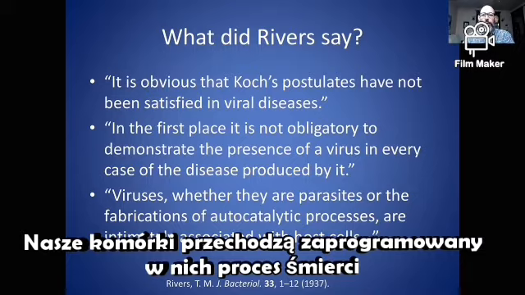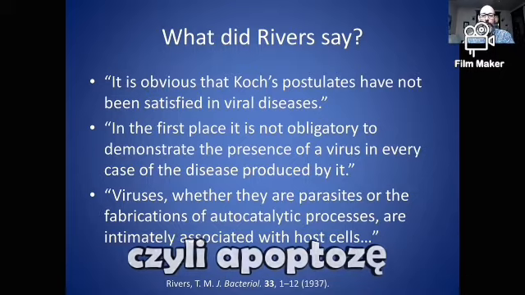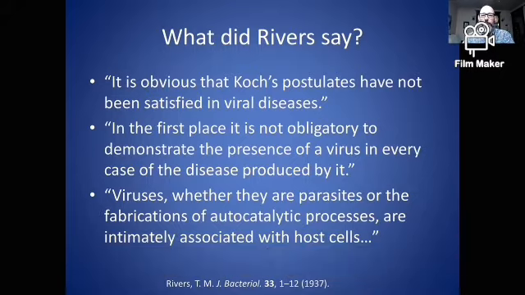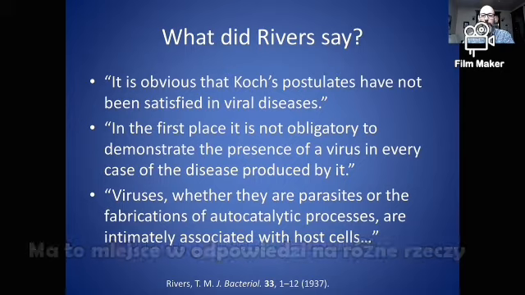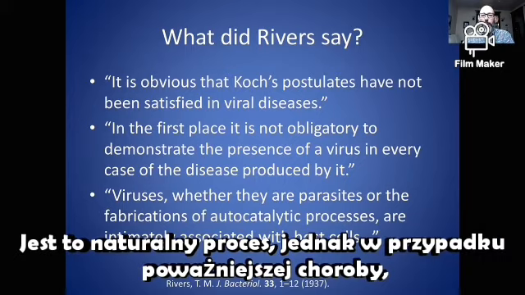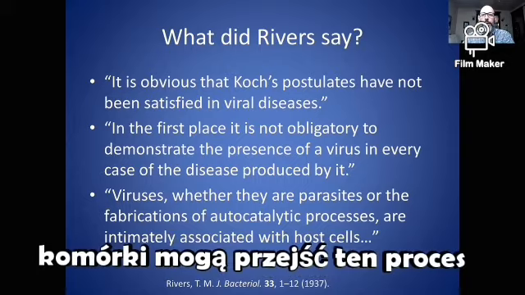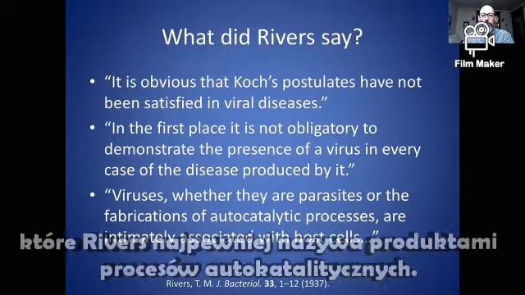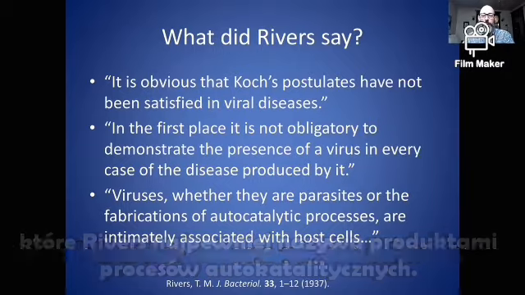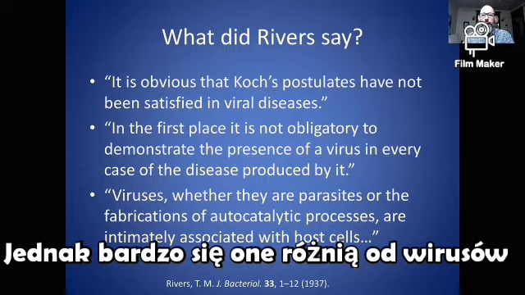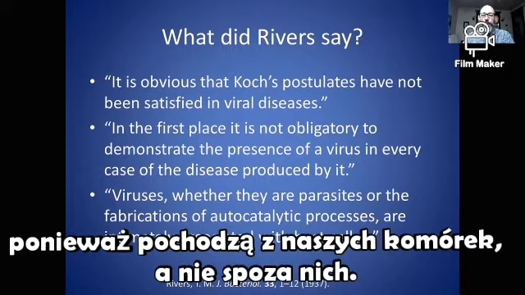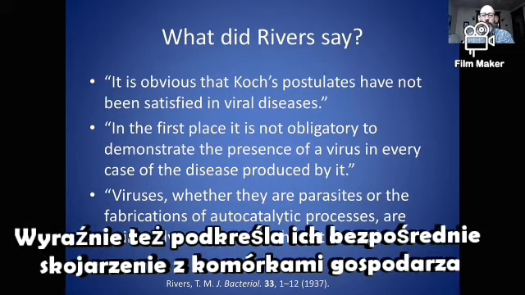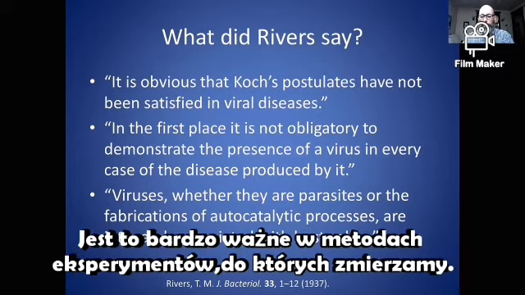So our cells undergo this programmed cell death called apoptosis. This happens in response to various things. It could just be a natural occurrence, but if there is a major illness, then cells might undergo this process, and they basically fragment into little blebs, and these little bodies, I think, are what he's calling the fabrications of an autocatalytic process. But that's very different from a virus, because that actually comes from our own cells rather than from outside. And he definitely points out the intimate association with the host cells, which is very important in the experimental methods that I'll get into.